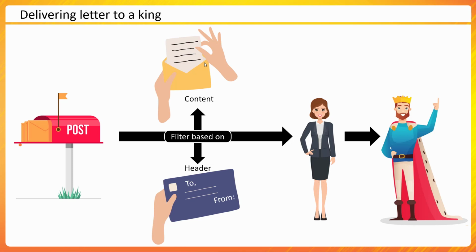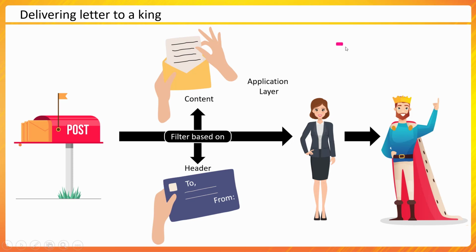So the king authorized this secretary to open the letters addressed to him and read the content of the letter, and if it is relevant then only forward it. So now the filtering will be based on the content, not just the header information. What you just saw here is application layer filtering.